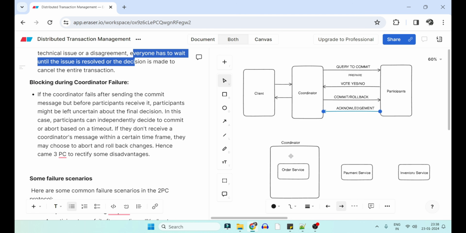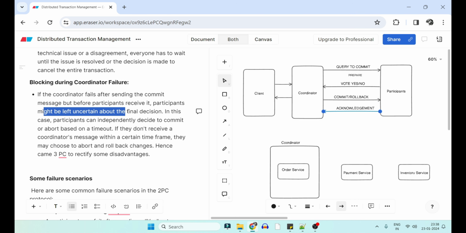Now, there is also a case which is handled by 3PC. That is blocking during coordinator failure. So if the coordinator fails, you know that there is an issue. Nobody knows what to do next, whether they have to commit or they have to roll back. So even if the coordinator sends a commit message but it does not reach any of the microservices, this leads to the participants being in an uncertain condition.